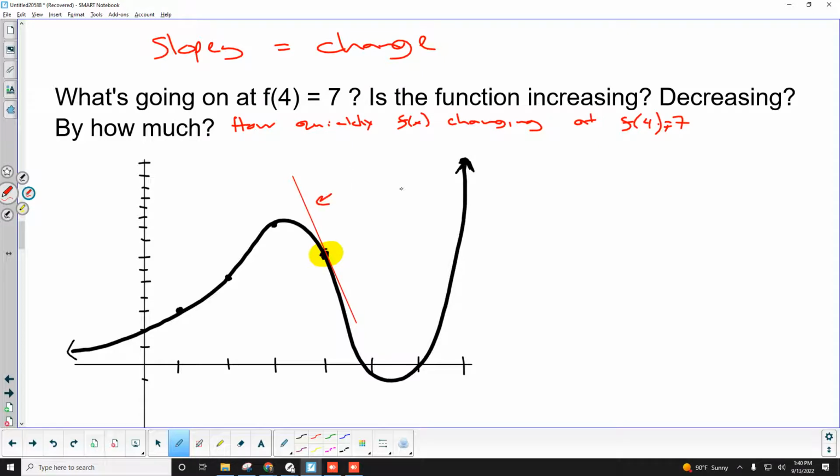You just drew what's called a tangent line. Okay? You just drew what's called a tangent line.